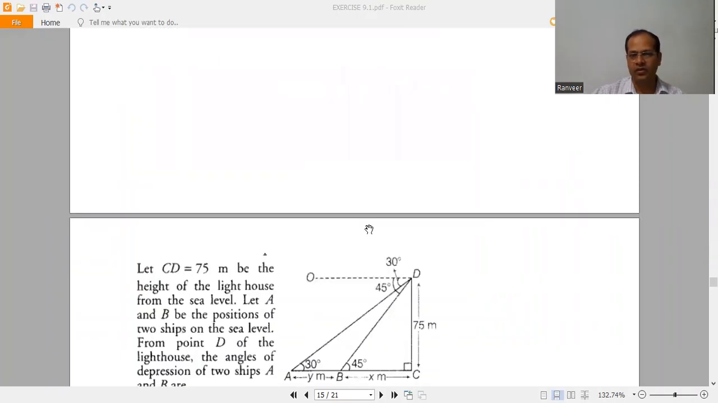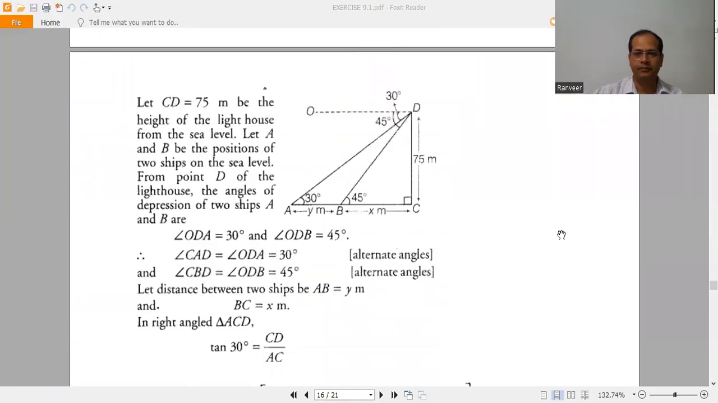So according to the question, this is the diagram. From the top of the building, suppose D is the top of the building and the angle of depression is given. So first of all, 30 degree will come, after that 45 degree. So this is the 30 degree and this is 45 degree. Let CD, 75 meter, be the height of the lighthouse from the sea level.